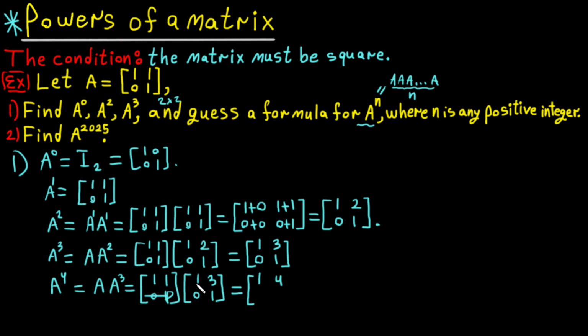Second row by first column. So 0 multiplied by 1, which is 0, plus 1 multiplied by 0, which is 0. So 0 plus 0 is going to be 0. Now second row by second column. So 0 multiplied by 3, which is 0, plus 1 multiplied by 1, which is 1. So 0 plus 1, which is 1. Let's go down.